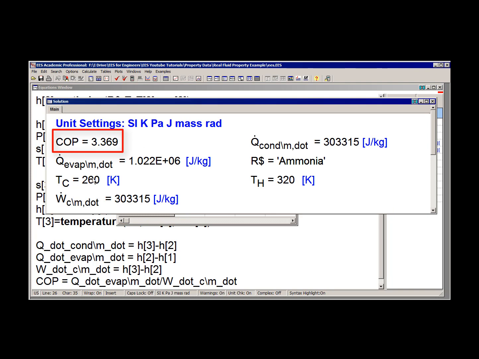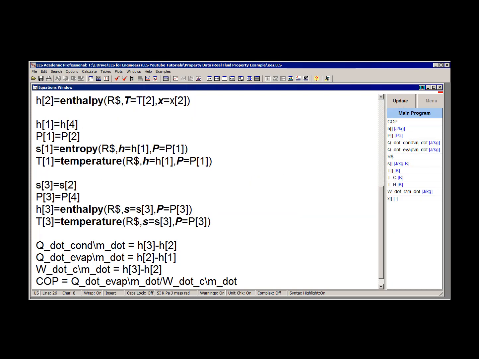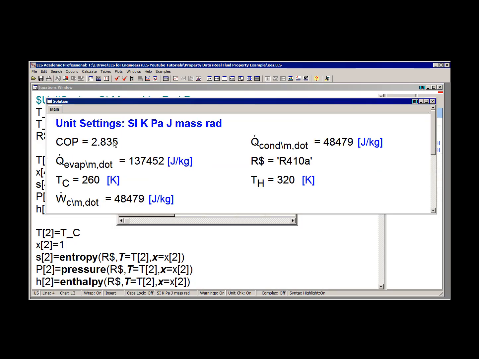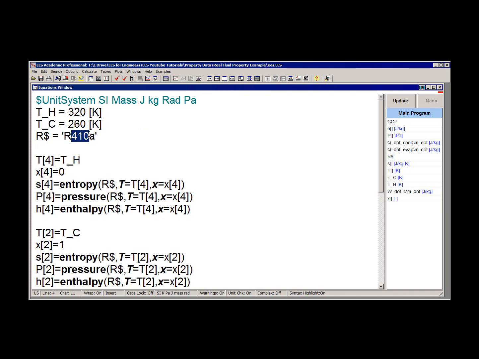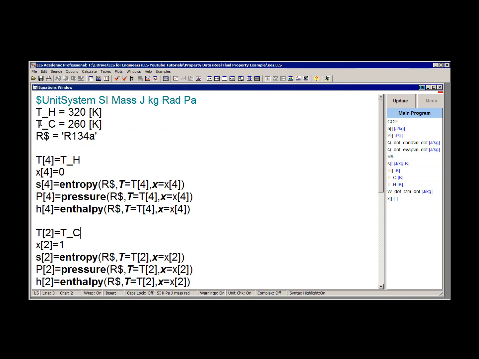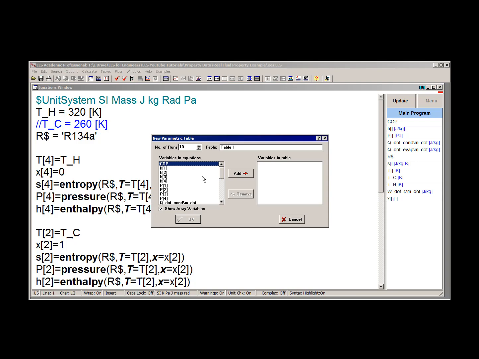One thing to note is that because we entered the fluid name using a string, it becomes really easy to examine the use of other refrigerants. So I can change the string to R410A and compute the COP, or I could change the string to R134A and look at how that cycle performs. It's also easy to make plots using a parametric table. So here I'm going to show how COP varies with the refrigeration temperature Tc.